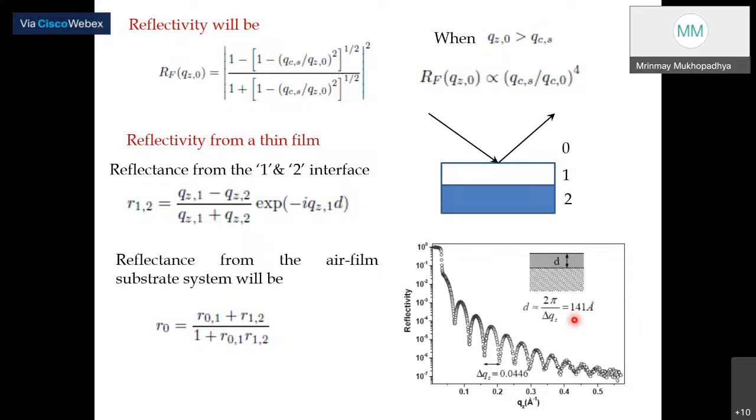And on top of that, here I have only considered a smooth interface. That means it's a sharp interface, where the beam comes from here and is reflected from here. So it is a sharp interface, but the real thing is not a sharp interface.